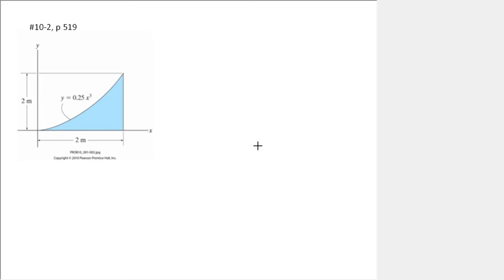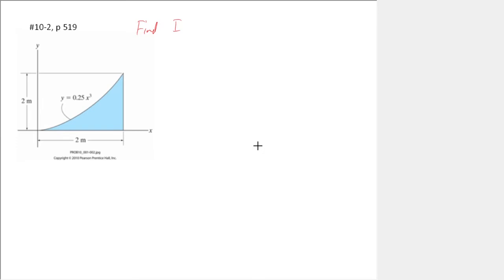Substitute the formulations of the different elements for their centroids in the appropriate integral equation. Same thing. We're putting in the equation we're given. Express the function in terms of the same variable and then integrate. Let's go ahead and try one. So in this one, 10-2, we're just given the picture and we're told to find the moment of inertia about the y-axis.